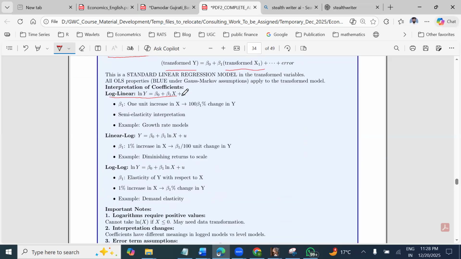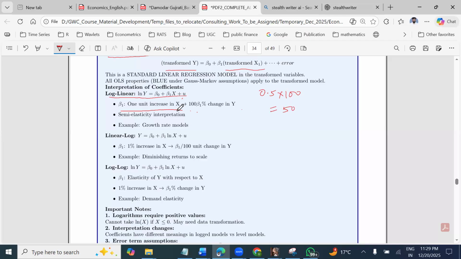In log linear, what I was trying to tell, here it is written. In log linear model, if 1 unit increase in x will lead to 100 times beta 1 percentage change in y. Suppose you got, let's say, 0.5. So what you will do? You will multiply into 100. Okay? How much it will be? Madhusmita, 0.5 into 100? 50, sir. 50, na? Yes.